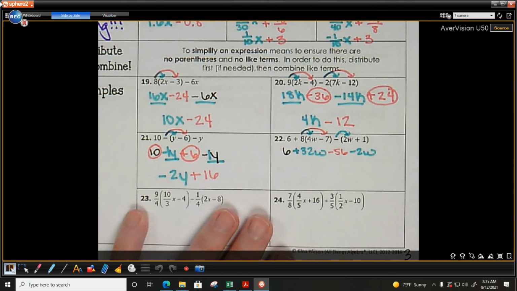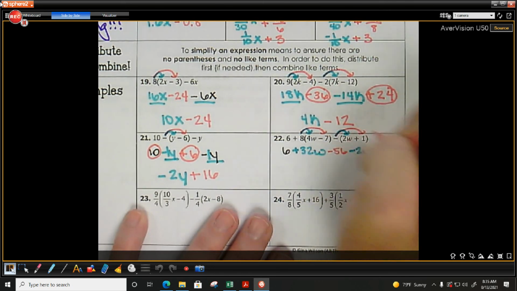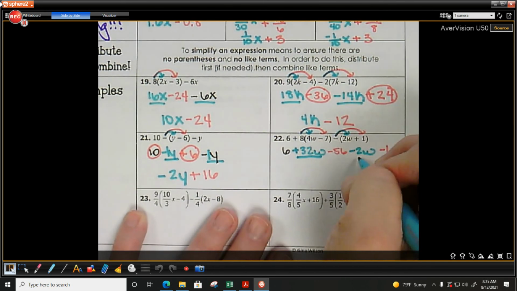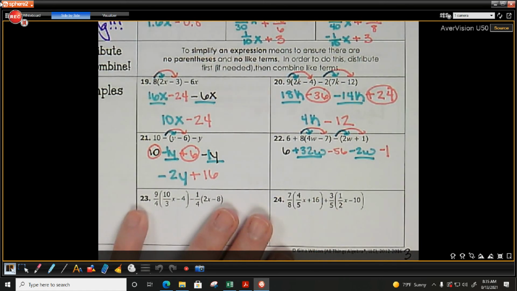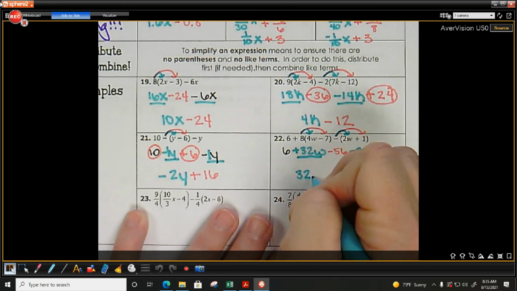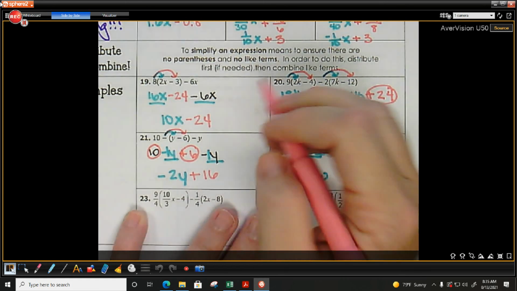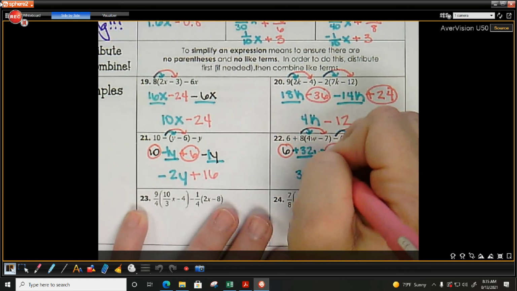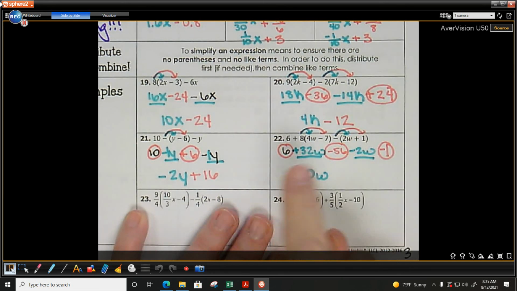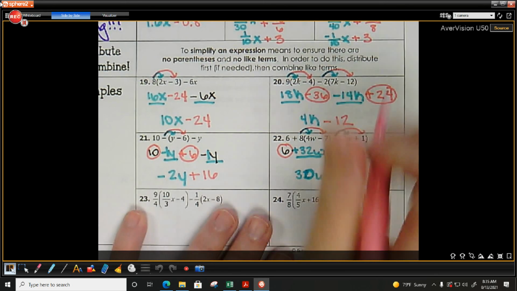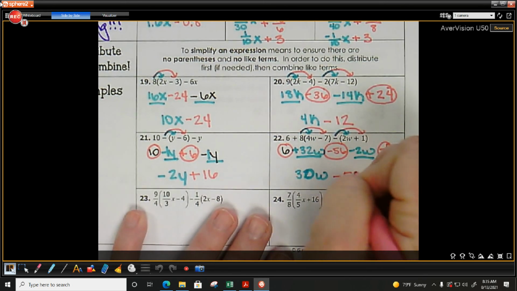Those are like terms, so I have 30w. And then these are my like terms that are my constants. 6 minus 56 is negative 50, minus 1 more is negative 51. Wait, why did you put 30? 32 minus 2. Okay?